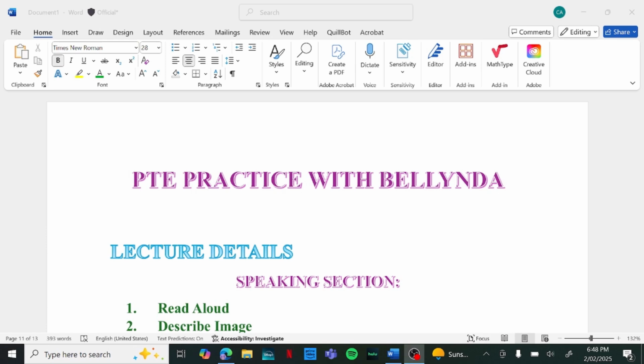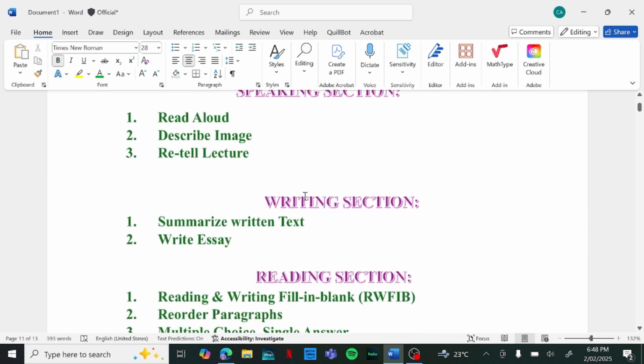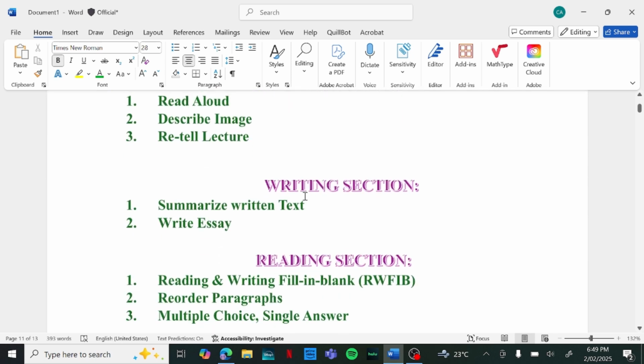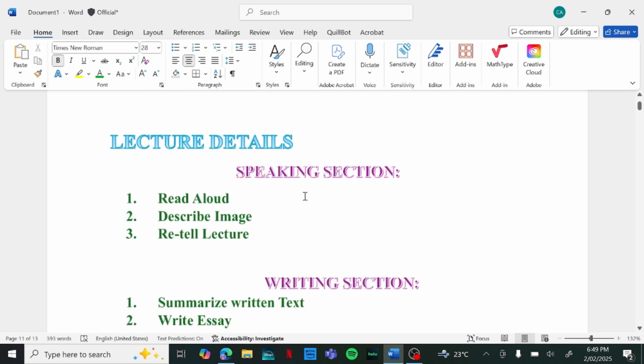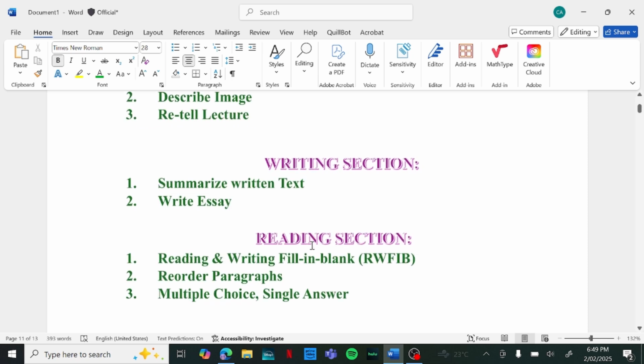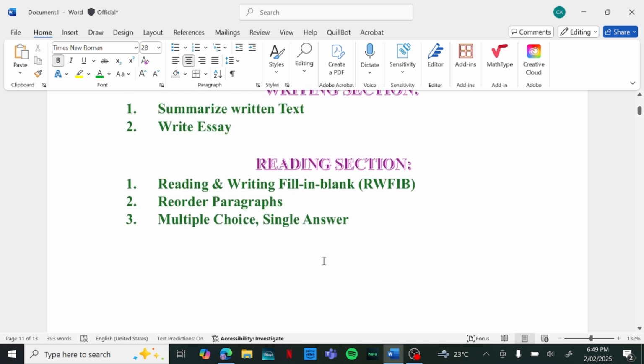Okay, so welcome to PTE Practice with Belinda. In this practice, we're going to be looking at these various question types in 3 different sections of the PTE Academic. In the speaking and the writing and reading sections, we're going to be looking at read aloud, describe image, and retell lecture for speaking. For writing, we're going to be looking at summarize written text, write essay. And then for reading, we're going to be looking at the reading and writing fill in blank. We're also going to be looking at the reorder paragraphs and the multiple choice single answer question type.